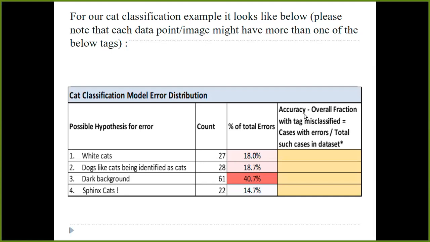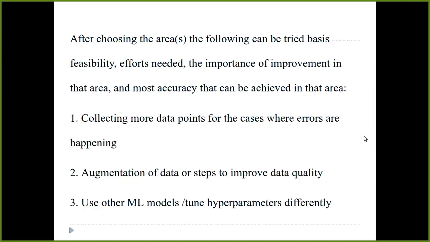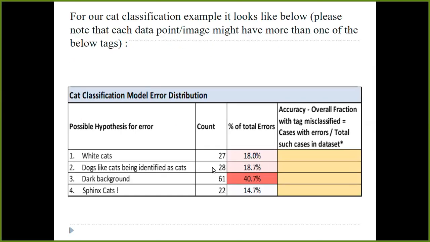So here we wanted to calculate the accuracy. Accuracy means the overall fraction of misclassified cases we wanted to check: cases with errors and total such cases in the data set. Okay, that will be the accuracy. So here we chose the area, that is, at this point we wanted to perform or improve.